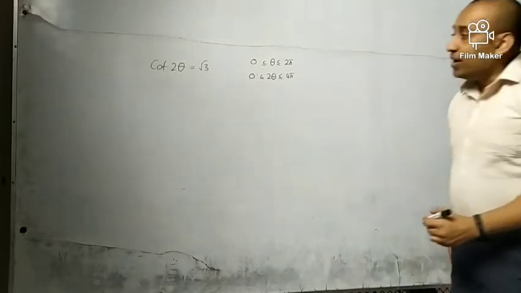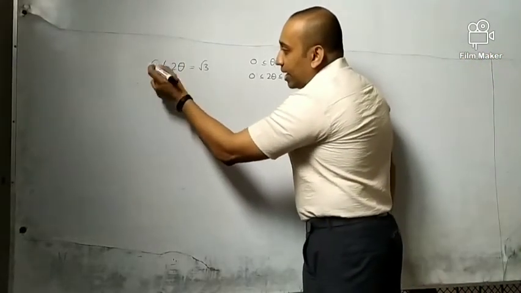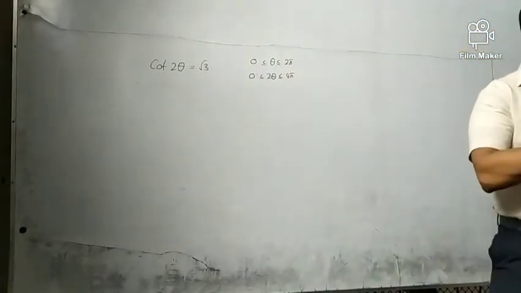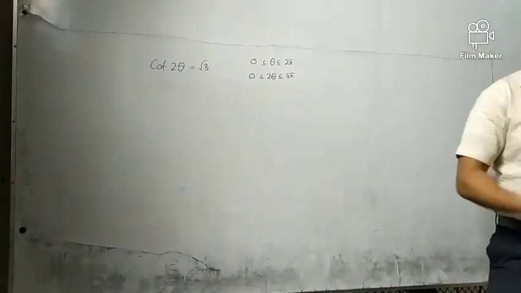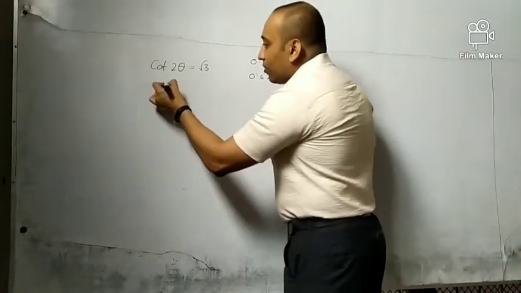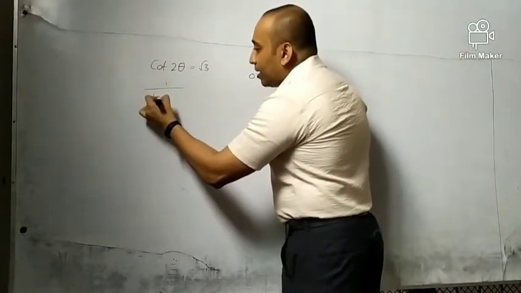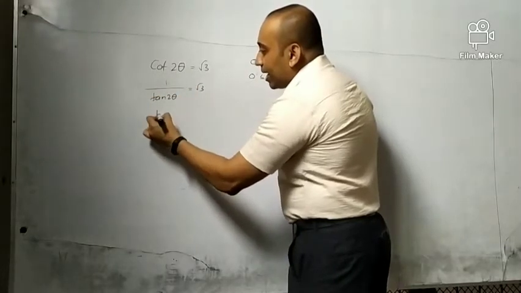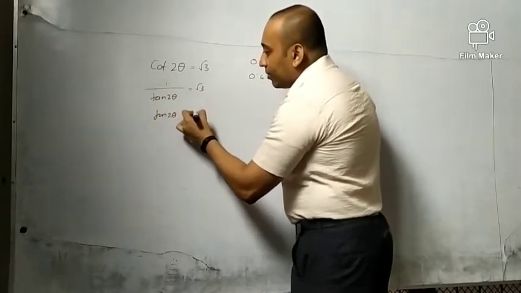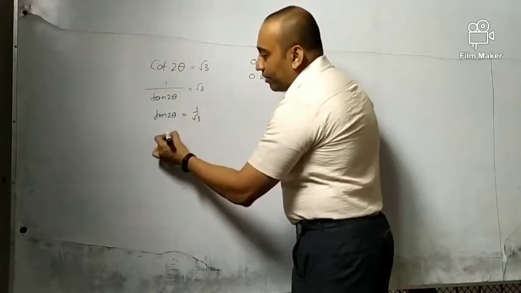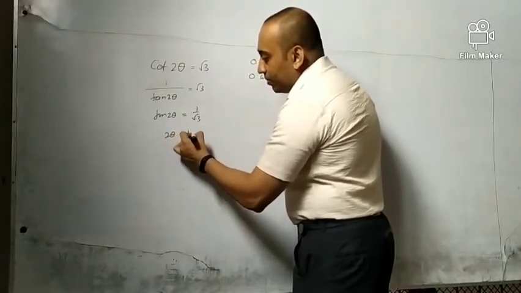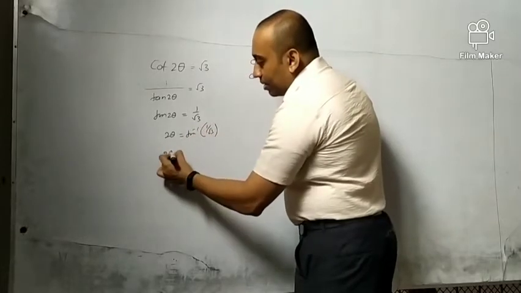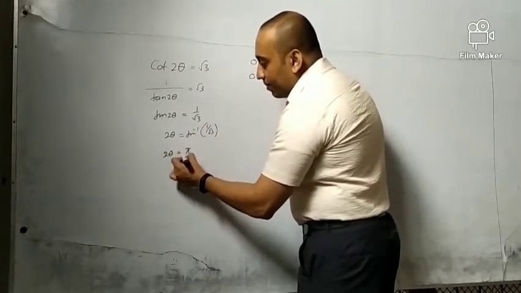Right. Then we can work this out. You cannot directly identify the cot inverse. First we know that cot theta is 1 over tan theta. Therefore you can write 1 over tan 2 theta equals root 3. With that you can say tan 2 theta equals 1 over root 3. Therefore 2 theta equals tan inverse 1 over root 3. Tan inverse 1 over root 3 is pi by 6.